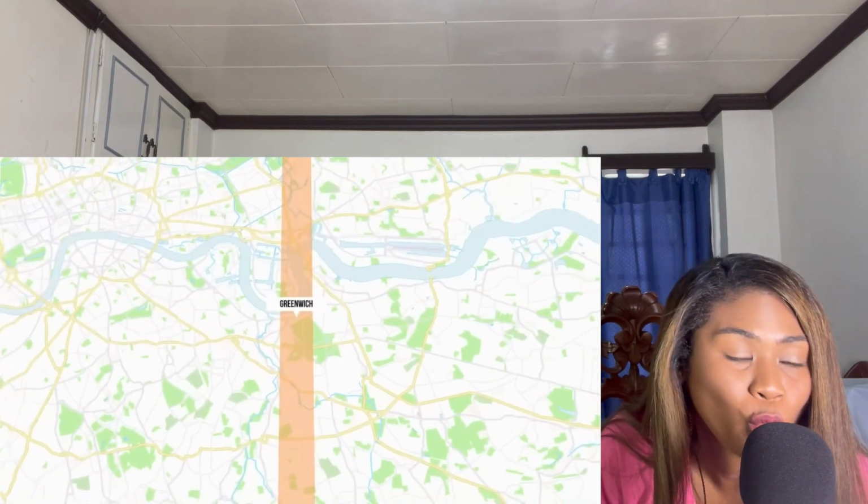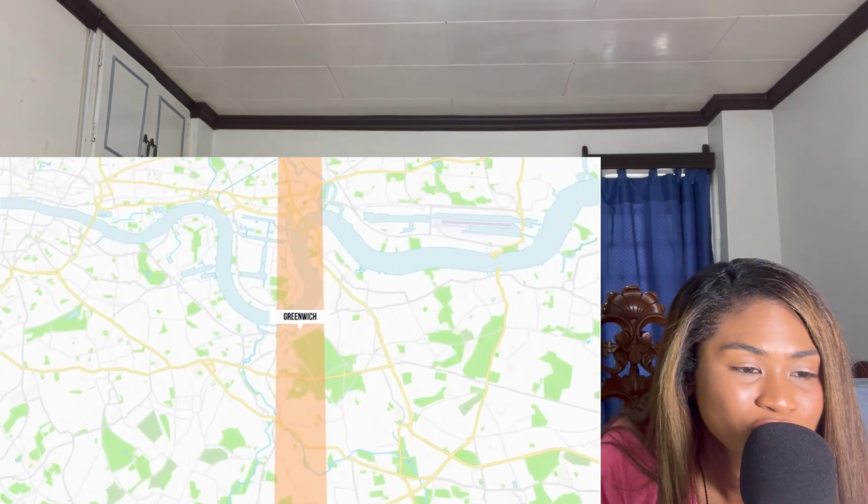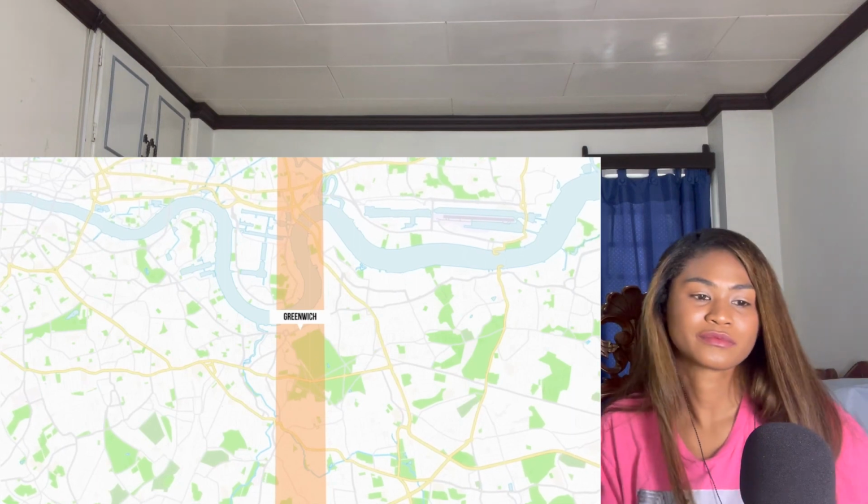It actually goes through a little outskirts town called Greenwich. Greenwich is the home of the Royal Observatory of the British Empire.